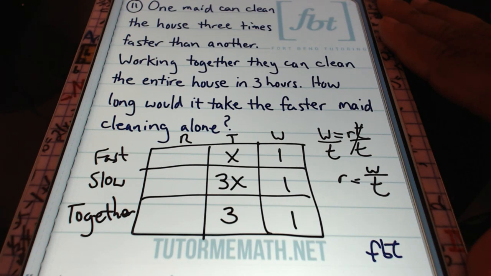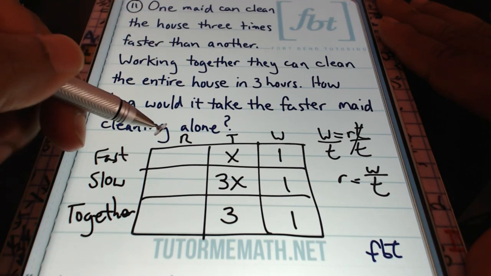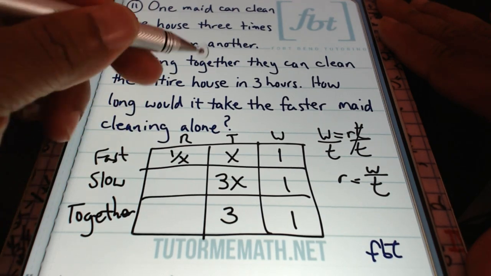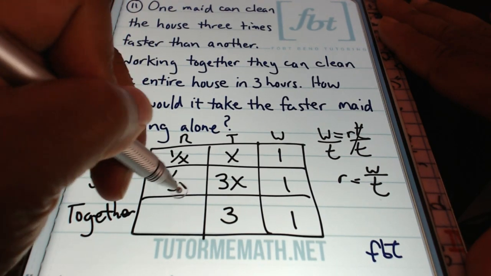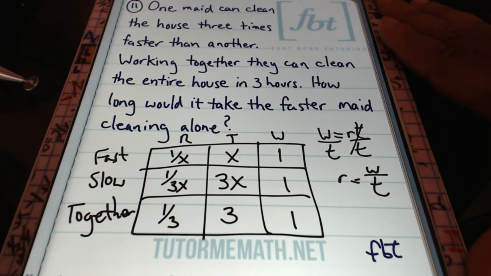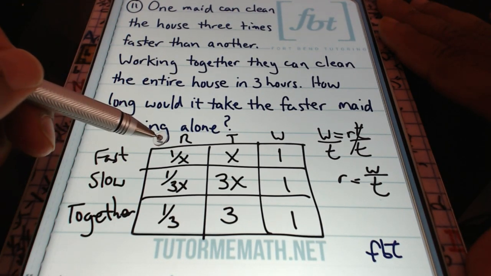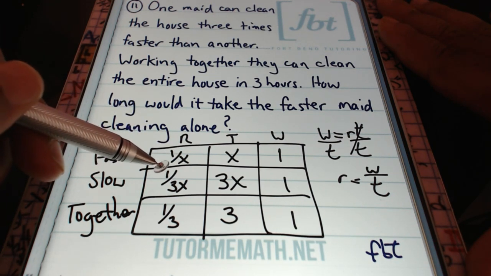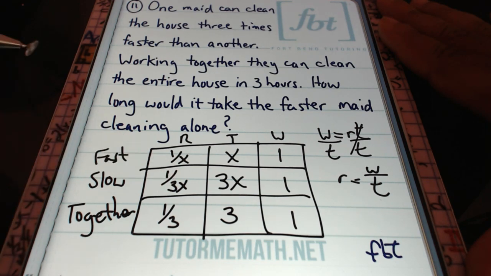Since I have my formula now for the rate, we can figure out that the fast maid's rate is 1 over X, the slow maid's rate is 1 over 3X, and working together, their rate is 1/3. In other words, the fast maid can clean that one house in X hours. The slow maid can clean the same house in 3 times as long, or 3X hours, and together they can clean that one house in 3 hours. And this, ladies and gentlemen, is going to be your equation.